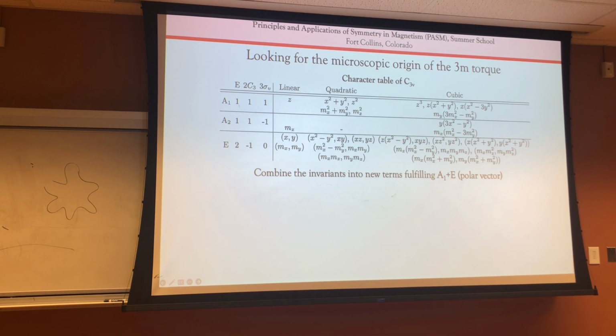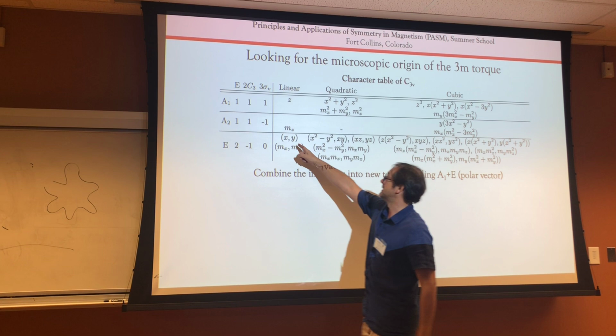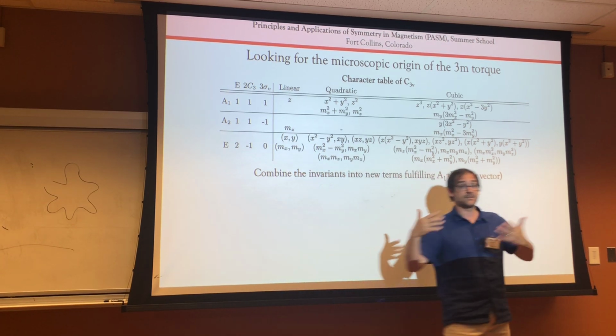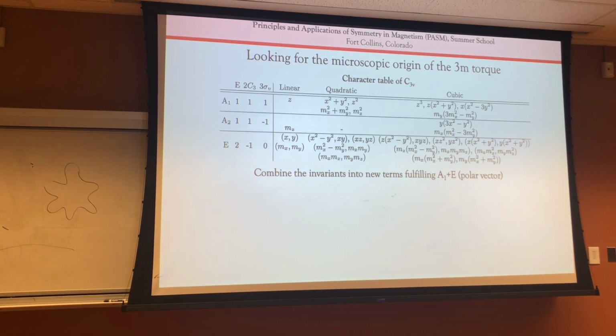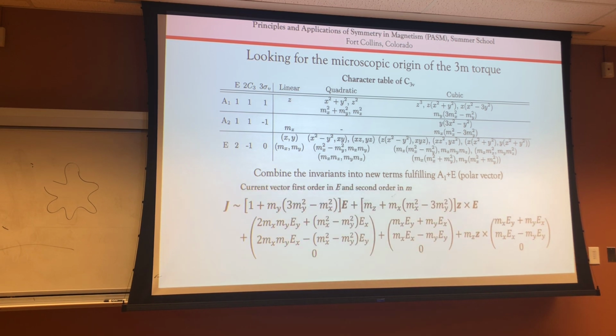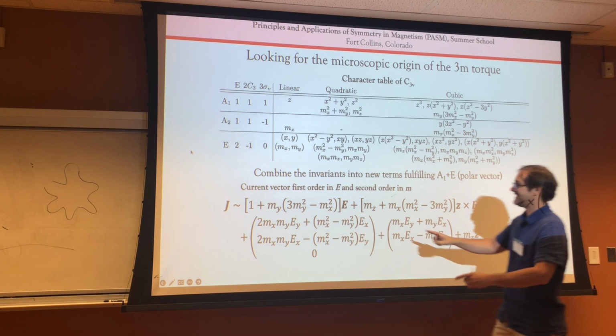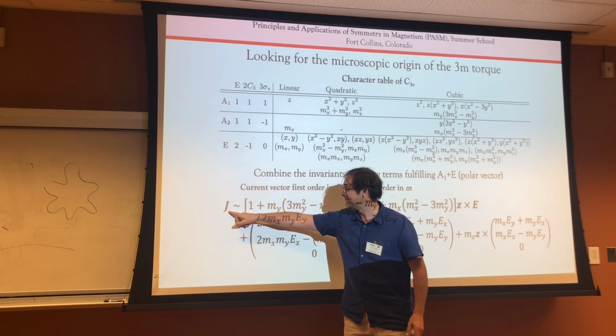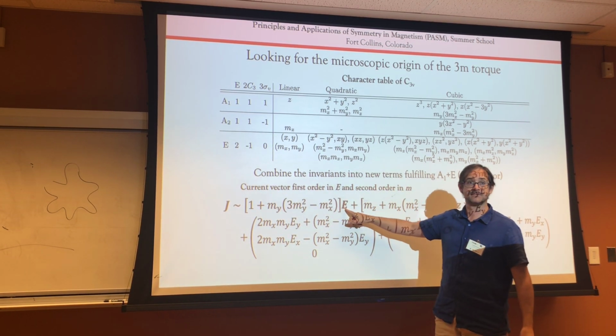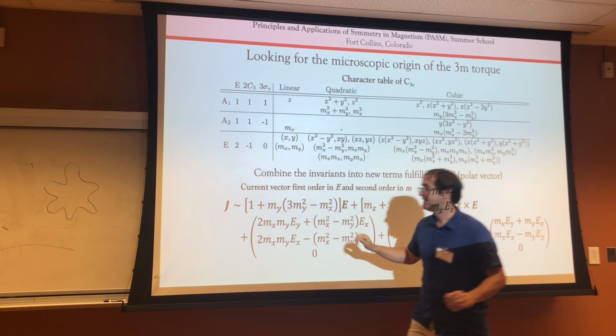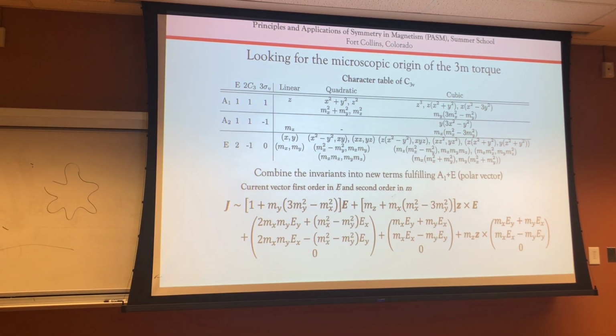And then we start. If we look at the first order in the electric field, the current must transform like the electric field at the first order. The electric field is here, the same representation as the current. So it simply means that, at the first order, the current must be proportional to the electric field. Now, let's look at the first order in magnetization.